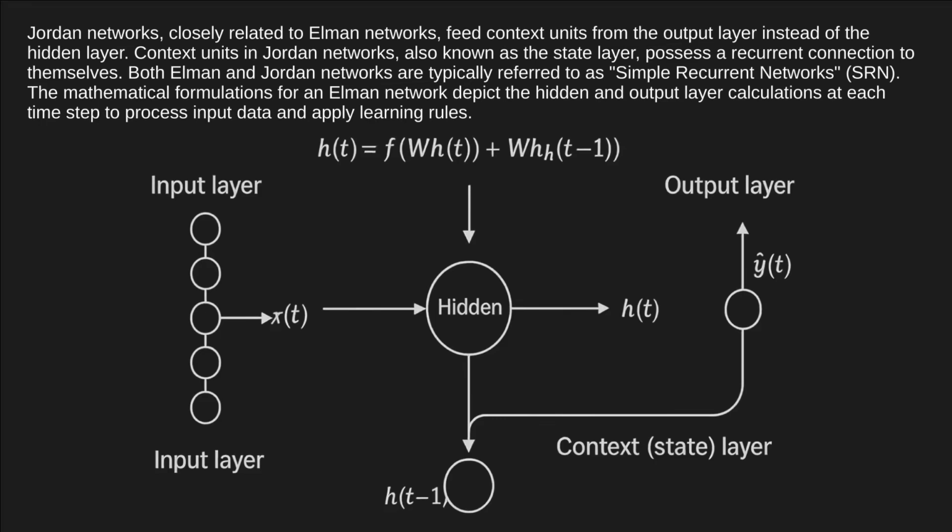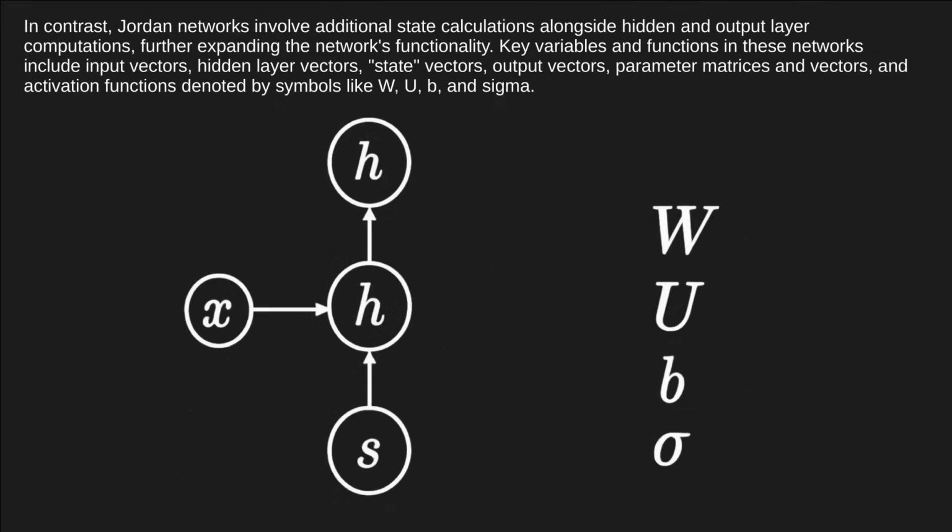The mathematical formulations for an Elman network depict the hidden and output layer calculations at each time step to process input data and apply learning rules. In contrast, Jordan networks involve additional state calculations alongside hidden and output layer computations, further expanding the network's functionality. Key variables and functions in these networks include input vectors, hidden layer vectors, state vectors, output vectors, parameter matrices and vectors, and activation functions denoted by symbols like W, U, B, and sigma.